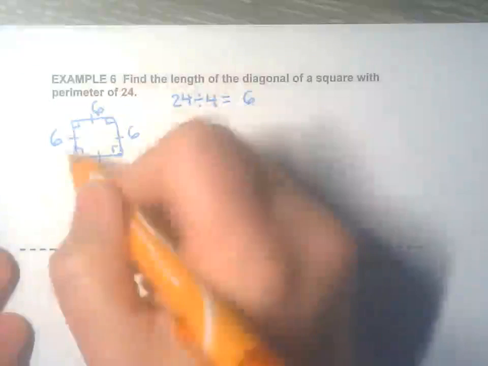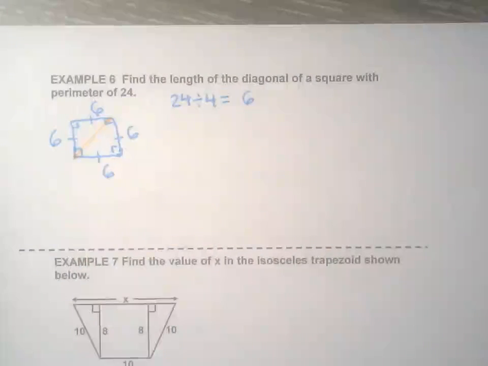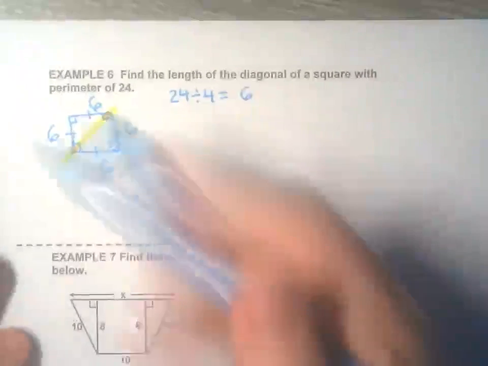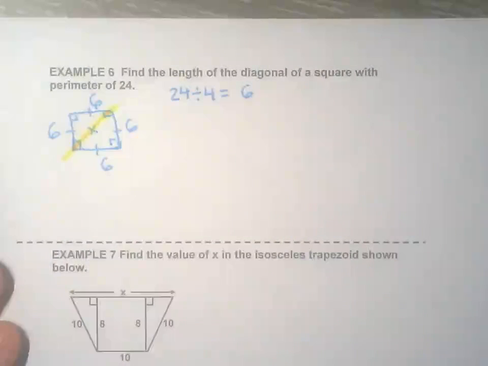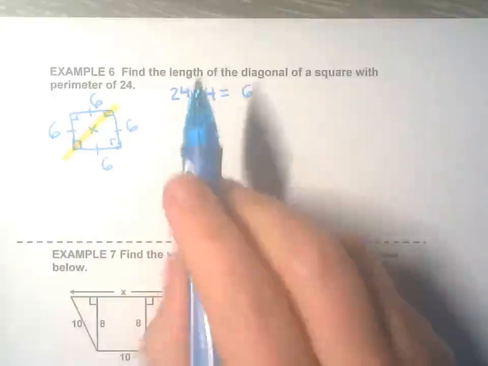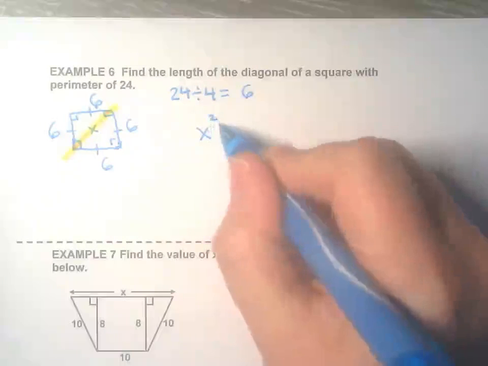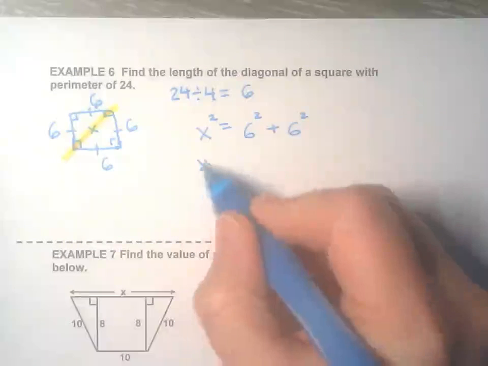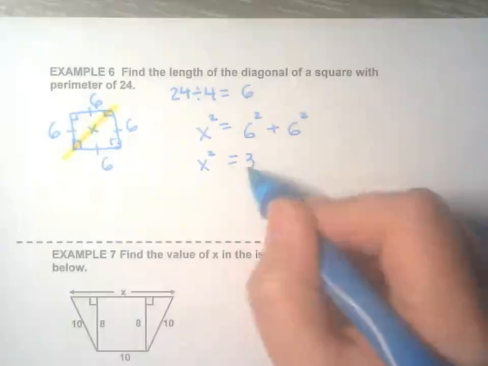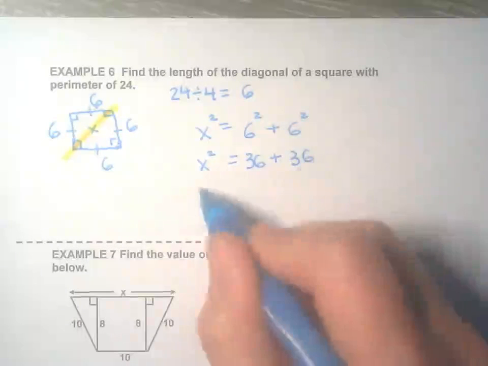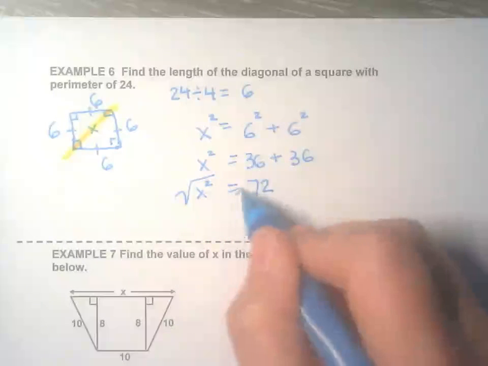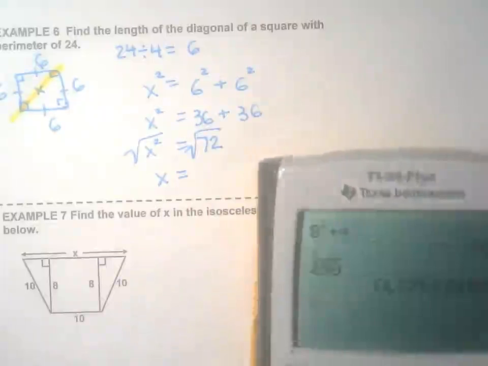It's asking for the diagonal. The diagonal goes from corner to corner. So the hypotenuse right there, highlighted yellow, is what it's asking. So that's x, and then I have the two legs, which are congruent. So x squared is both legs added together after they've been squared. So 6 squared, 36. 6 squared, 36. Add them together, 72. Take the square root. And if I'm going too fast, go ahead and pause it and watch it again.